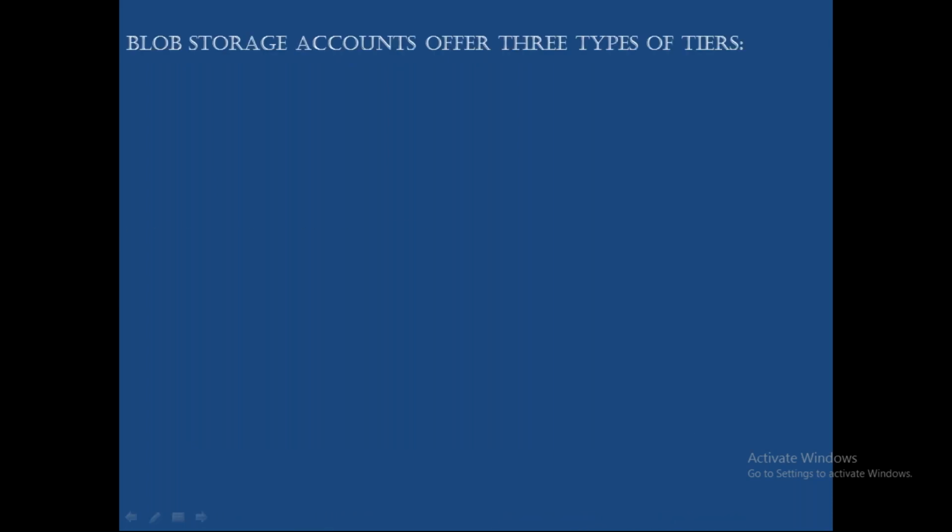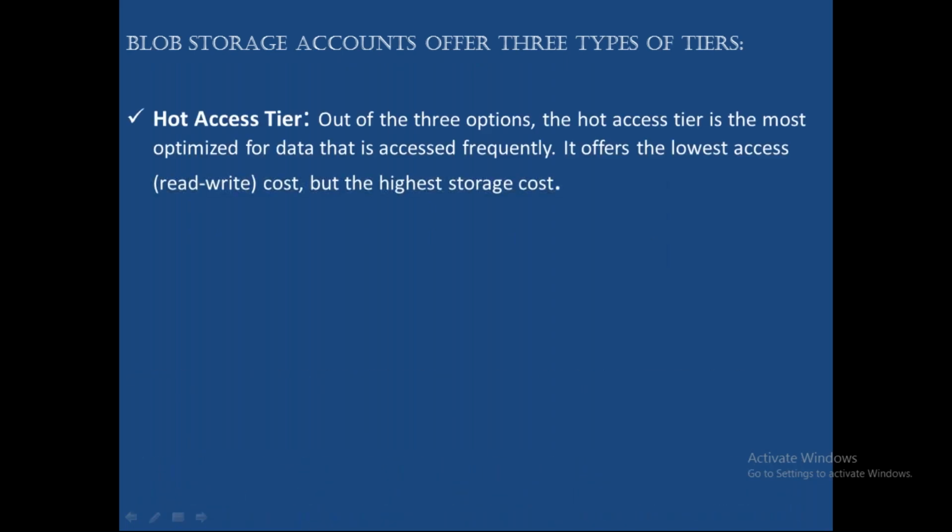Blob storage accounts offer 3 types of tiers. When you're storing the data, you have different options. Hot access tier: if you say I want to store all my data in the hot access tier, you are saying I'm going to access my data very frequently. Out of the 3 options, the hot access tier is the most optimized for data that is accessed frequently. We use the hot access tier for accessing data frequently.